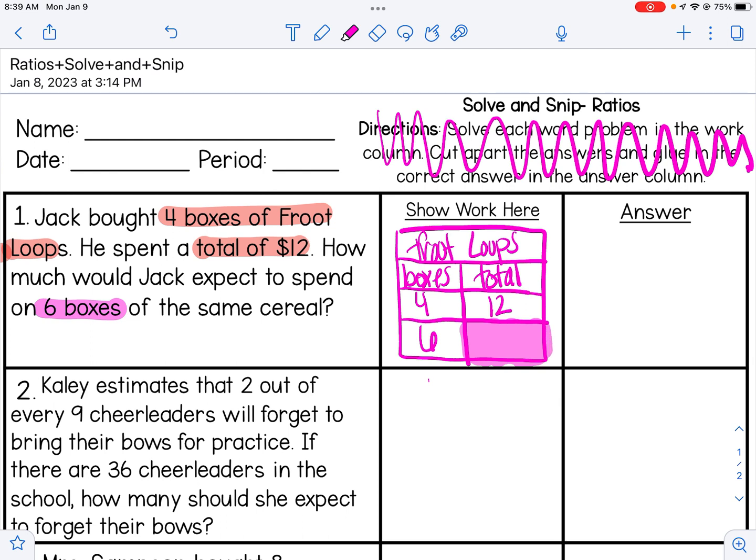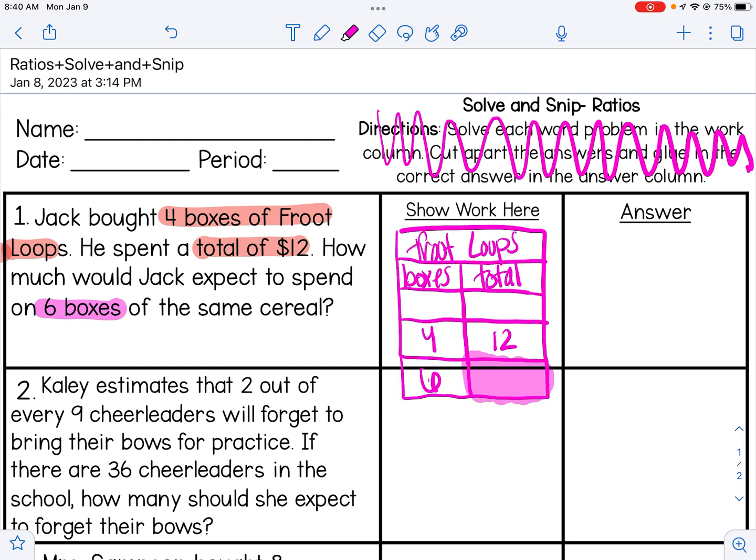Okay, so what I'm going to do actually is move some of the numbers. I'm going to add on a row, and sometimes you have to do that. As you read the problem, it changes. So I'm going to move everything down. So 4, 12, 6, and then here's the one I'm missing.